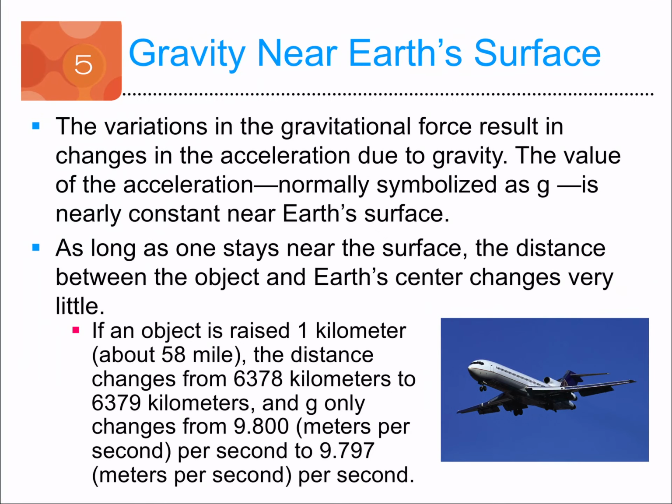Okay, this is Chapter 5, Part 2, and we're going to pick up where we left off on this slide. Important things to note in this slide is this first bullet point, that the variations in the gravitational force result in changes in the acceleration due to gravity. Remember, acceleration due to gravity is our lowercase g. Now, g is pretty constant near the Earth's surface. Once the distance increases, g is going to have some slight fluctuations.